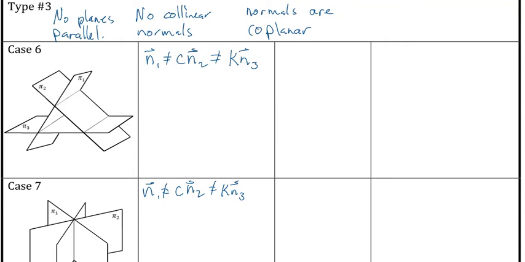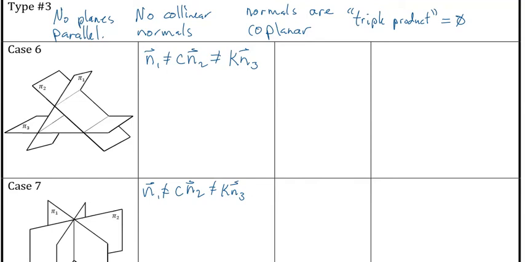So three normals that are not in the same plane would look like this. You have two that are like this and one that's out of the plane. It doesn't have to be perpendicular, just out of the plane somewhere. Three that are coplanar are all in the same plane. If all three normals are coplanar, you are type 3. You're either case 6 or case 7.